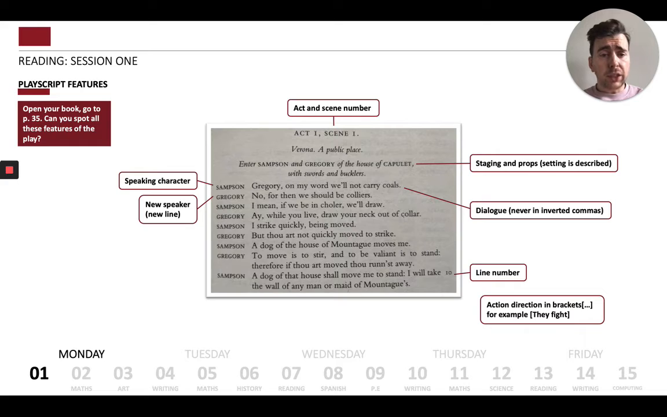Sometimes as well, there'll be action. For example, we know in this scene there's going to be some fighting. Now, it won't have a sentence saying, the men all fought together. Instead, it will just say they fight. So be aware of that. Okay?